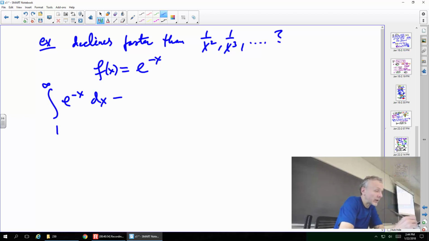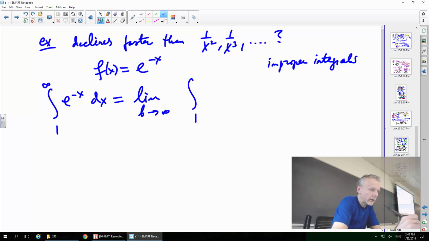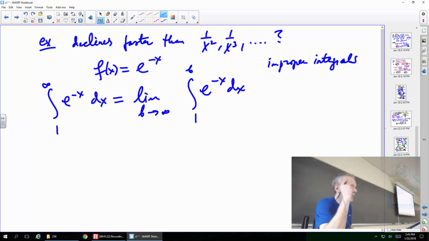Once again, a simple function that we can handle, but we do not jump to conclusions right away. We go through the limits. We understand these integrals, called improper integrals, through limits and in no other way. So it will be a limit as b goes to infinity of the integral from 1 to b of e to the negative x dx. Okay?